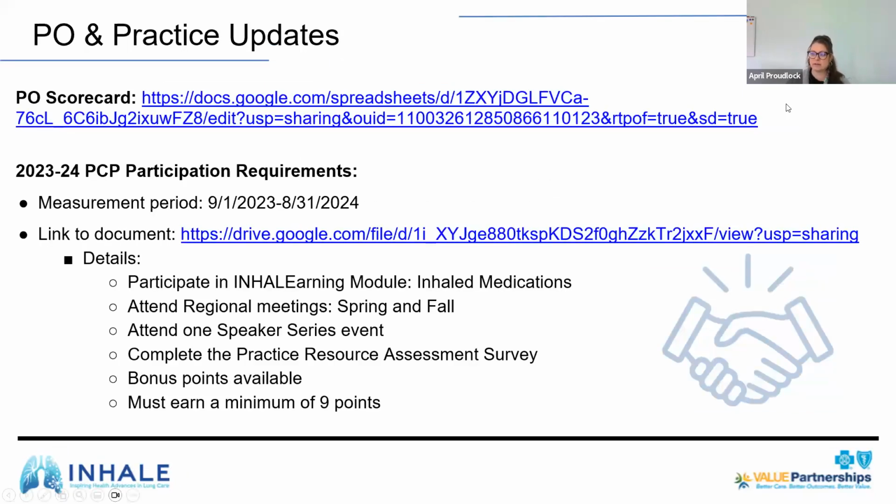Just a reminder that the PO scorecard is located on our Google Drive. Our measurement period for 23-24 is September 1st, 2023 to August 31st, 2024. There are some details that you have to check off your list in order to accrue the VBR points. And it is nice because we do allow for bonus points. So please check out that rubric and let us know if you have any questions or are having difficulty achieving any of those requirements.